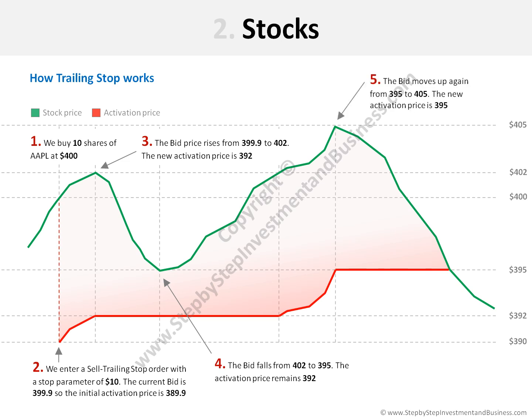Suppose that after that fall, the bid moves up again from $395 to $405. At that time, the activation price is recalculated. The new activation price is $395 in order to maintain the difference of $10 we had entered as stop parameter. Finally, suppose that from that moment the stock falls and consequently the bid decreases from $405 to $395. At that time, as the bid equals our activation price, a sell order is placed at the current market price.